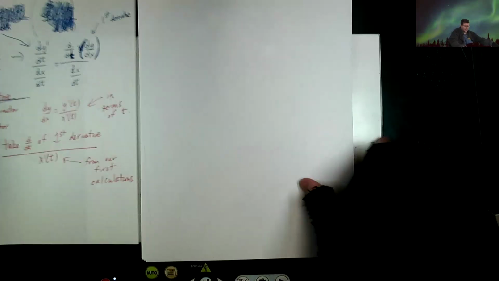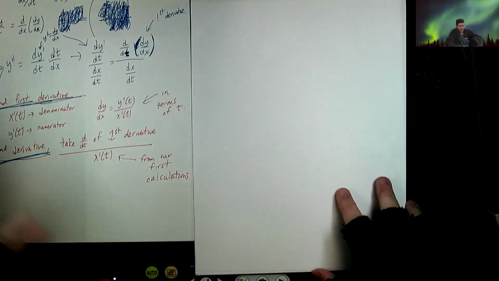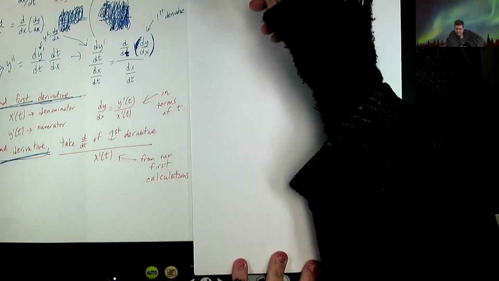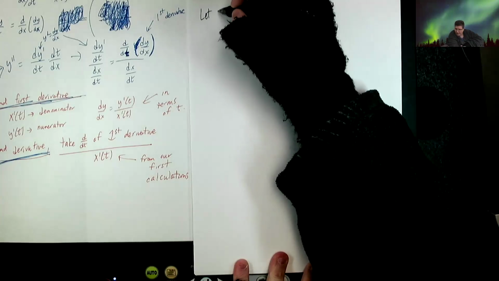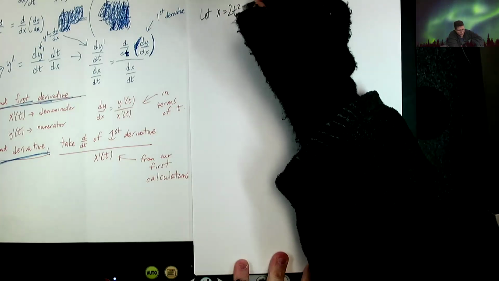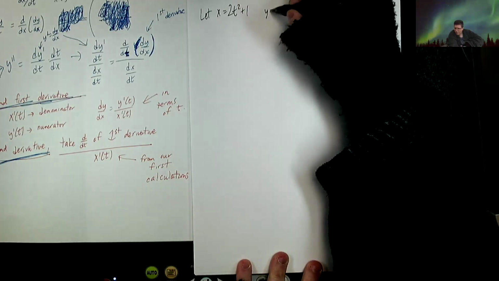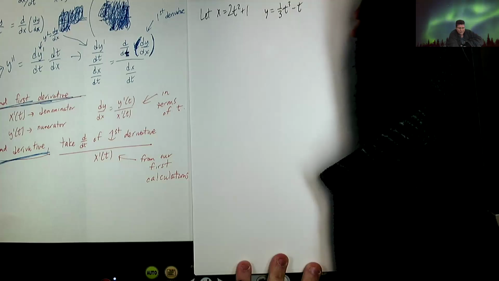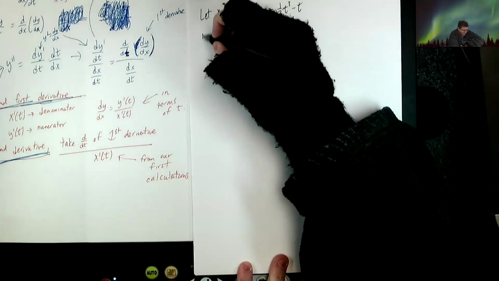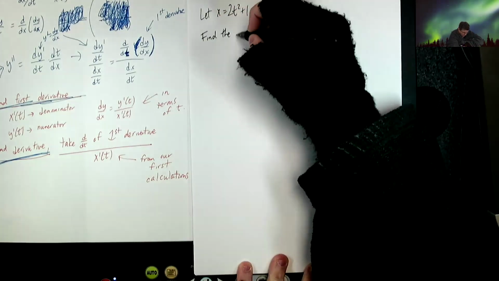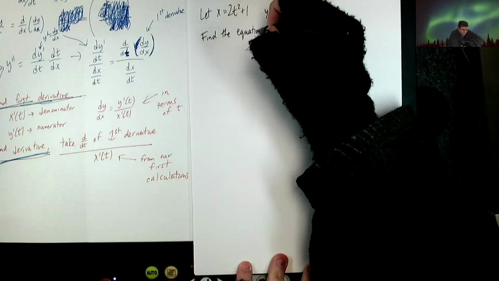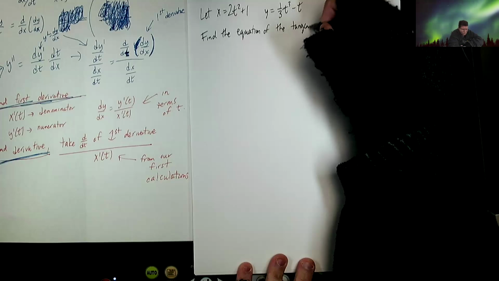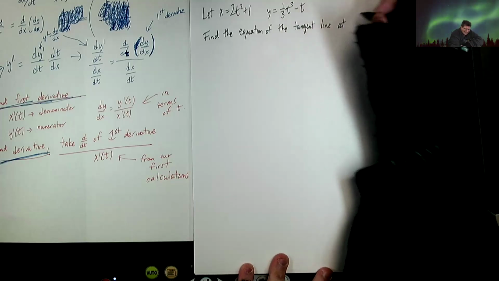All right, I'll leave that off to the side as we work through some examples here. Let's start off with something simple. Let x equal 2t squared plus 1 and y equal 1/3 t cubed minus t. And let's find the equation of the tangent line at t equals 3.